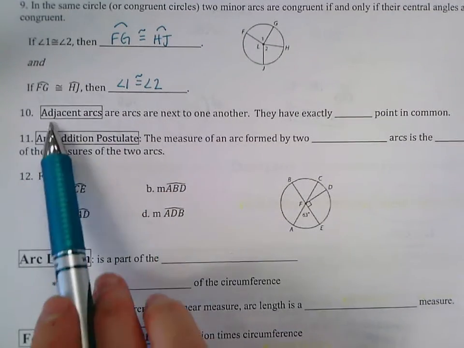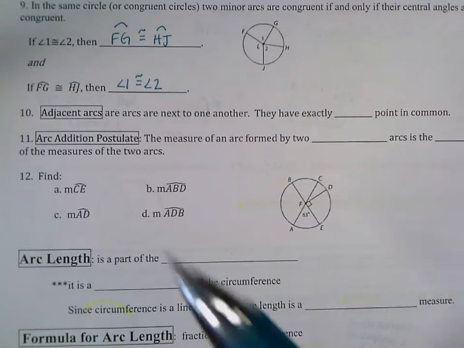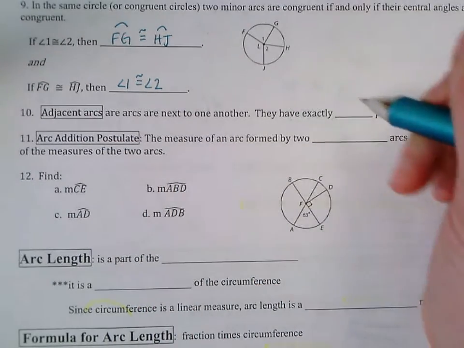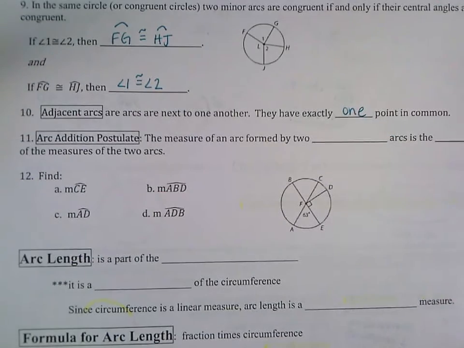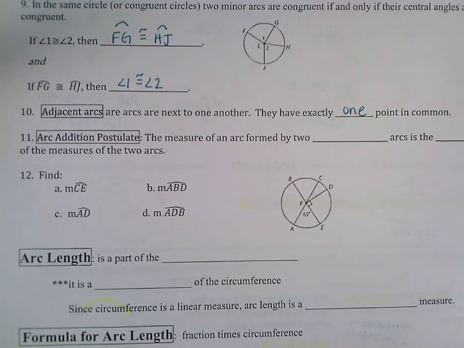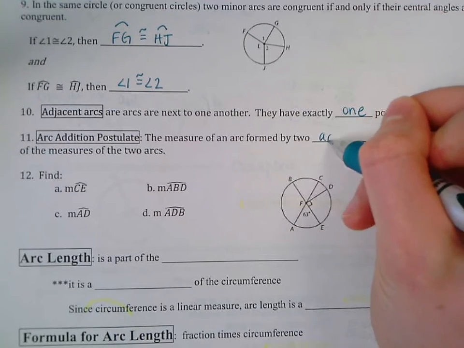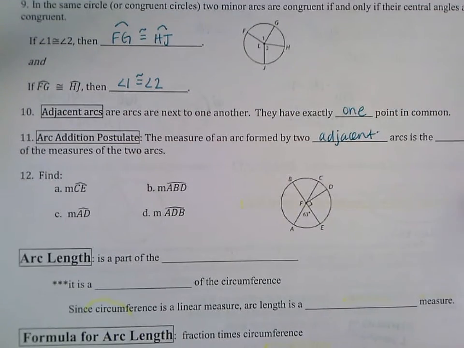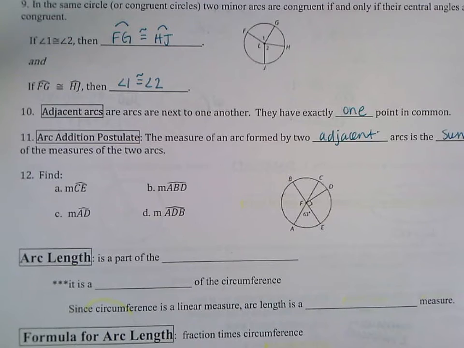So adjacent arcs, kind of like adjacent angles, these are arcs that are next to one another and they have exactly 1 point in common. So just think of adjacent as being next to. And then the arc addition postulate: the measure of an arc formed by 2 adjacent arcs is the sum of the measures of the 2 arcs. So that should make sense.